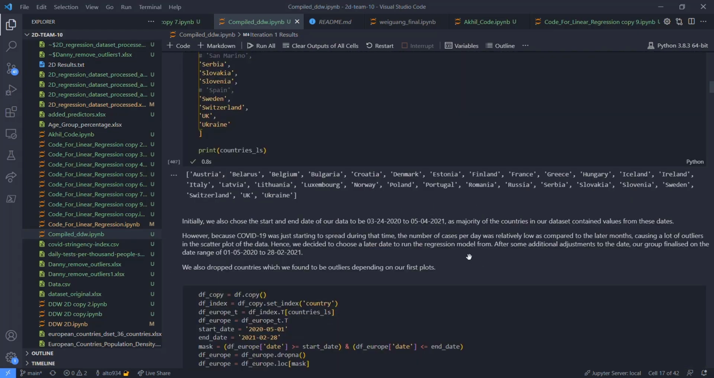Initially, we chose the start and end date for our data to be 24th March 2020 to 4th May 2021, as the majority of the countries in our dataset contain values from these dates. However, because of COVID-19, which was only beginning to start spreading during that time, the number of cases per day was relatively low compared to the later months, causing a lot of outliers in the scatter plot of the data. Hence, we decided to choose a later date to run the regression model. After additional adjustments to the date, our group finalized on the date range of 1st May 2020 to 28th February 2021. We also dropped countries which we found to be outliers depending on our first plots.